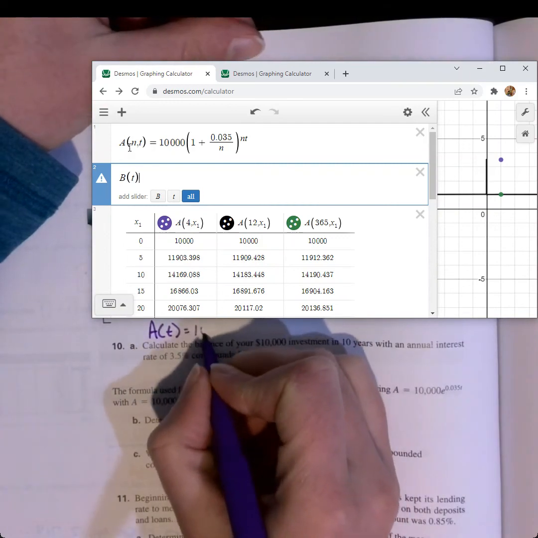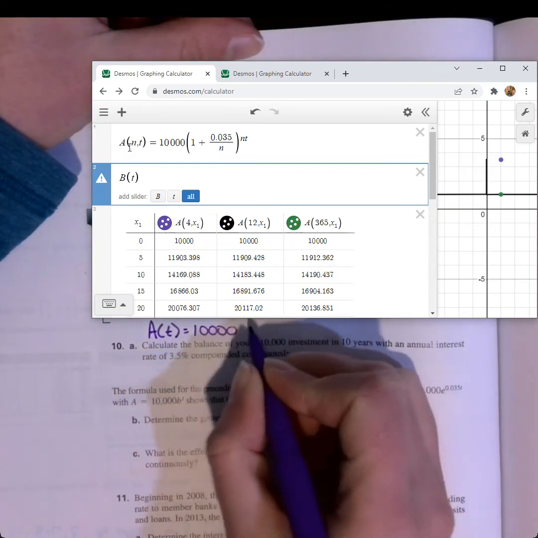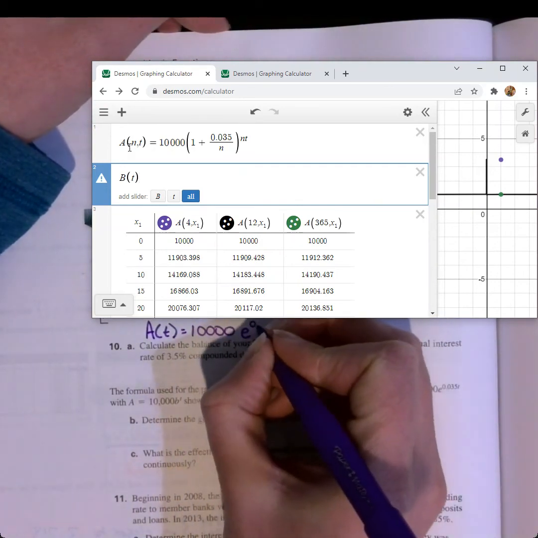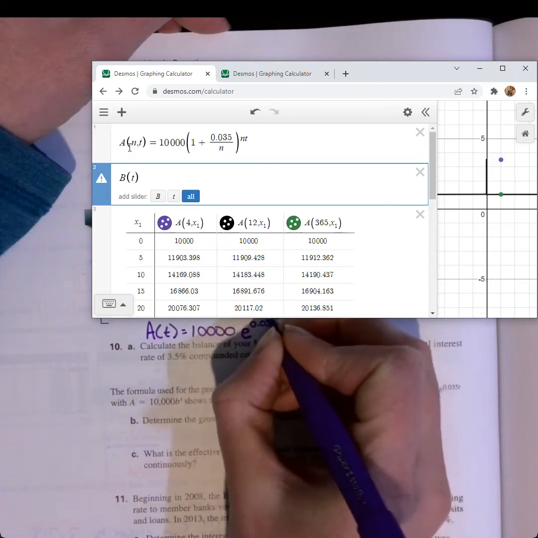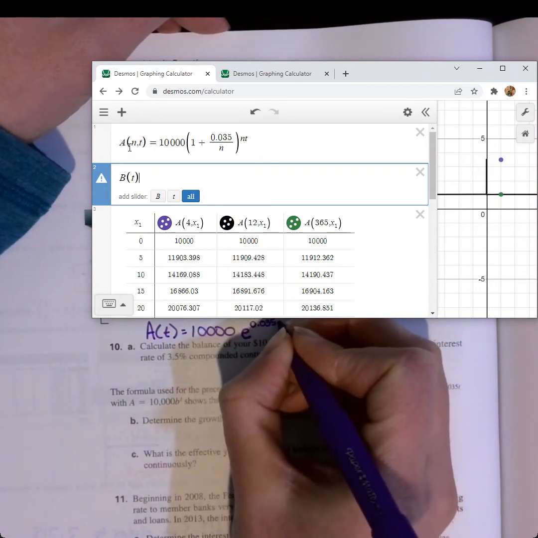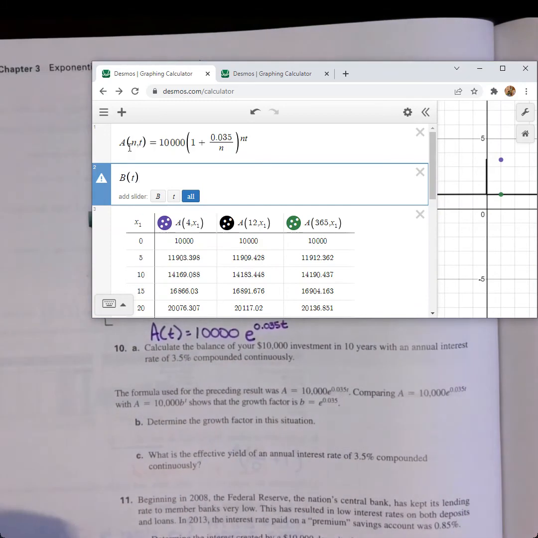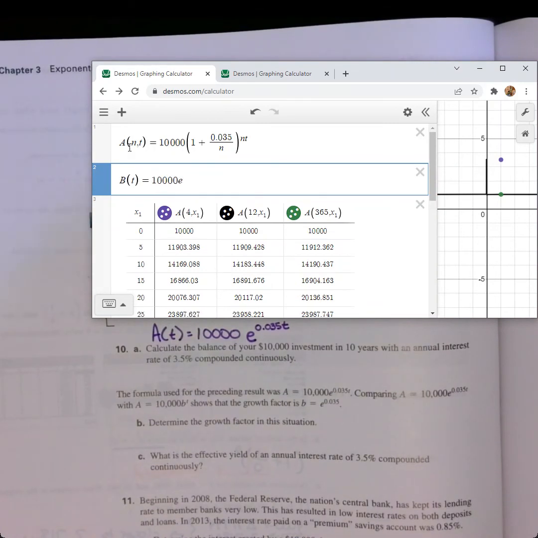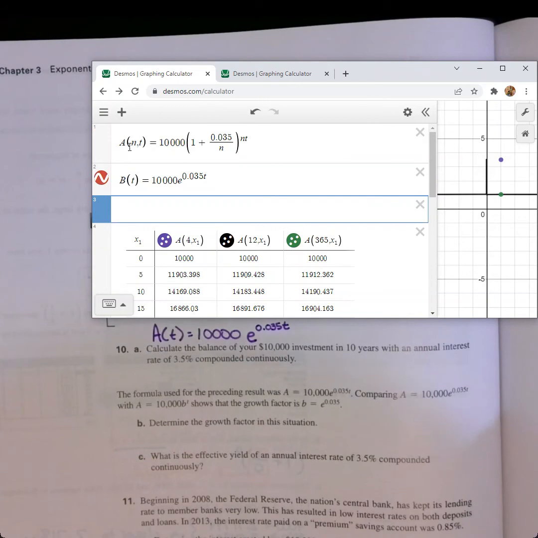But our principal was $10,000 times e to the rate. The rate was 0.035 for 3.5%, and then times t, which is the number of years. That's the function I'm going to type in for my B of t function here. 10,000, I hit the letter e, and then to the 0.035t. Okay, now they want me to calculate the investment after 10 years.